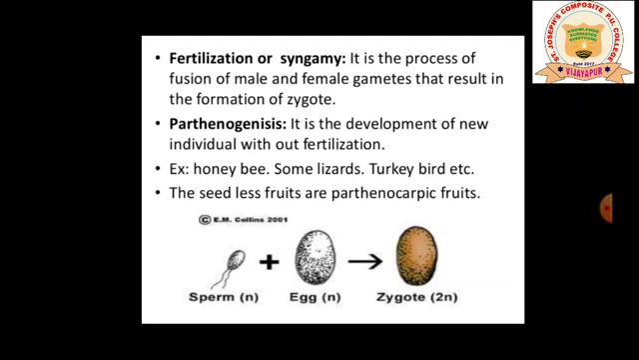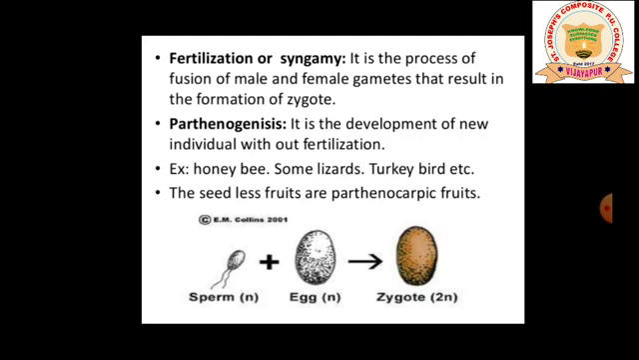There is another concept, which is a unique one, which doesn't require fusion. Just look at the screen, the parthenogenesis. What does it mean? It is the development of a new individual without fertilization. Fertilization is not required. Directly the individual is going to form. It doesn't require the fusion of male and female gametes. Directly the development of a new individual is going to take place. Examples are honeybee, some lizards, turkey birds, etc.